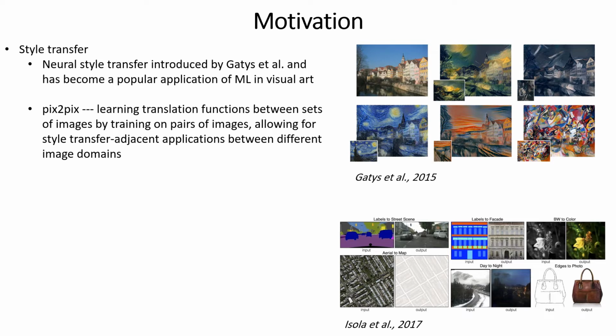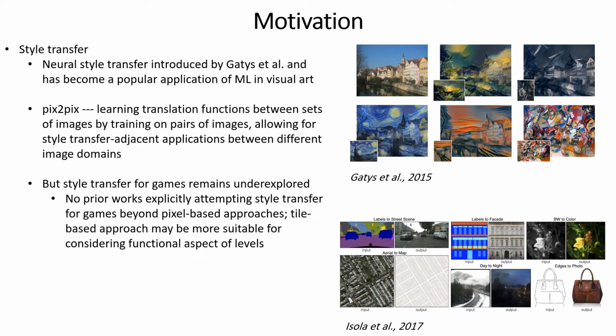Initially, it was introduced as a way of transferring style from one image to another, but then the pix-to-pix model was introduced a couple of years later, which learned to translate not just between individual images, but sets of images. And so it enabled this form of style transfer between different image domains rather than individual images. And this pix-to-pix model is one of our primary motivations as reflected in the name of our approach. But overall, this notion of style transfer remains fairly underexplored within the games domain.